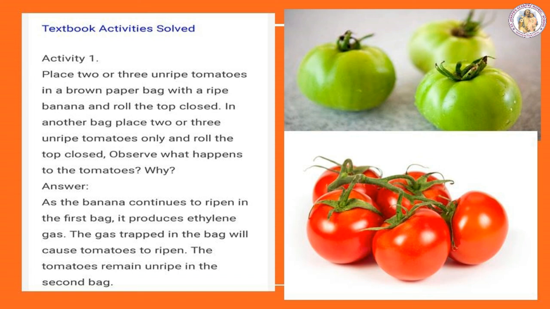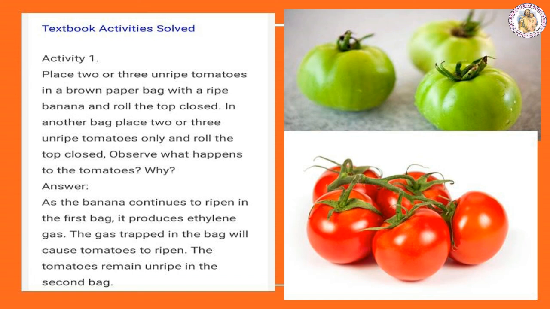The banana continues to ripen in the first bag. It produces ethylene gas. So ethylene gas is another hormone which ripens the fruits. I told you tomatoes, banana, watermelon, mango, like that, isn't it? So the gas trapped in the bag will cause the tomatoes to also ripen in the first bag.